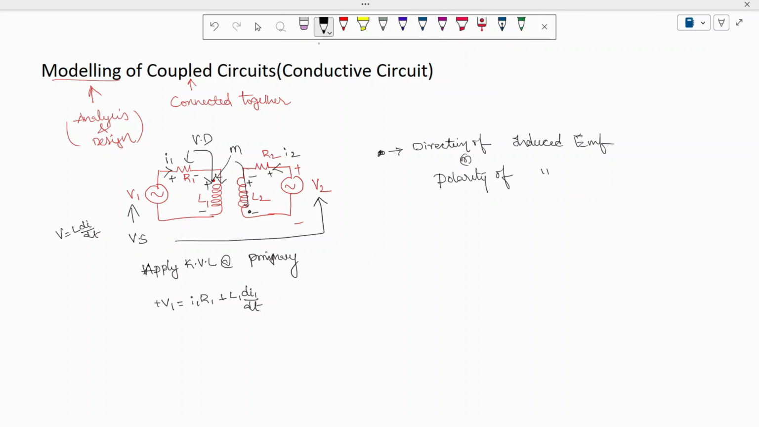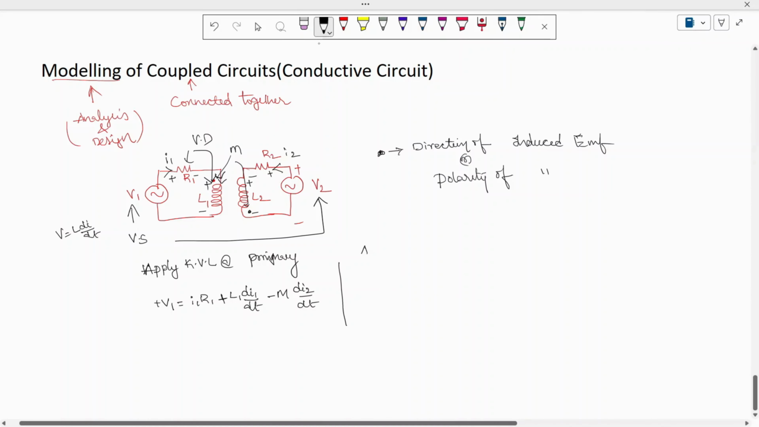Here the current I1 is entering the dot, but here the current I2 is leaving the dot in the coupled coil. When one is entering the dot and one is leaving the dot, then we will get minus M into di2 by dt. Mutual inductance is due to another coil, that's why it's minus M into di2 by dt. So this is how we can write it.